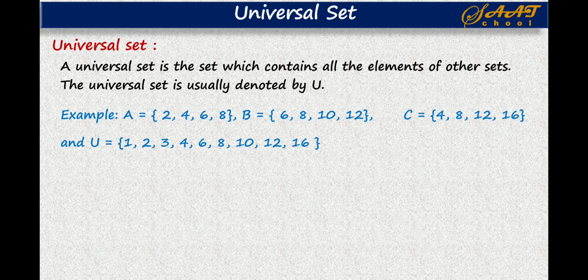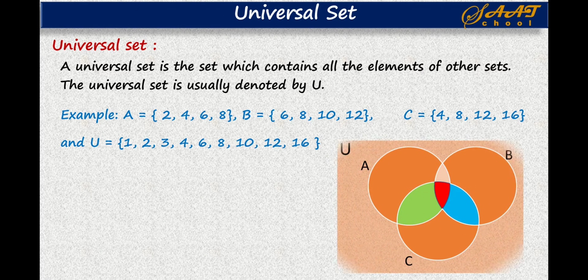Now how to show the relation among A, B, C and U? So this is a Venn diagram. In this Venn diagram we have different sections like red, green, blue, orange and so on. So I want you to write all those elements in these different sections. Like here, the red part represents a section for A, B, and C. So that is a common section for sets A, B, and C.